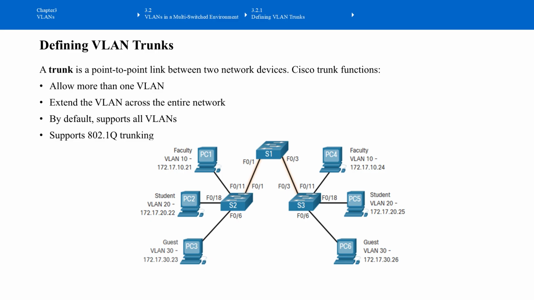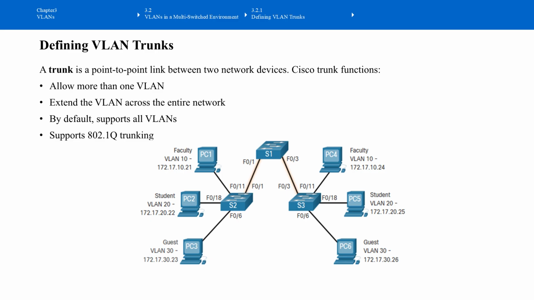Allow more than one VLAN, extend the VLAN across the entire network. By default, supports all VLANs, and also supports 802.1Q trunking. So here we have the highlighted links. Switch 1 with switch 2, there is a cable connecting the ports FastEthernet 0/1 from switch 1 and also FastEthernet 0/11 from switch 2. This cable connects the two switches. Therefore, the two FastEthernet ports must be configured as trunk ports.